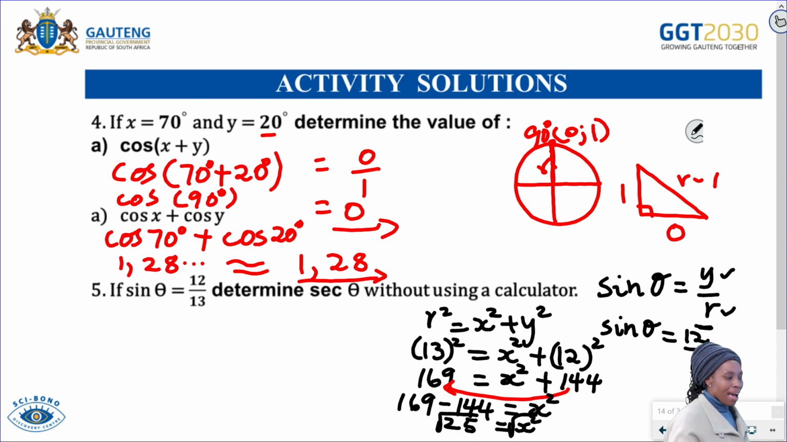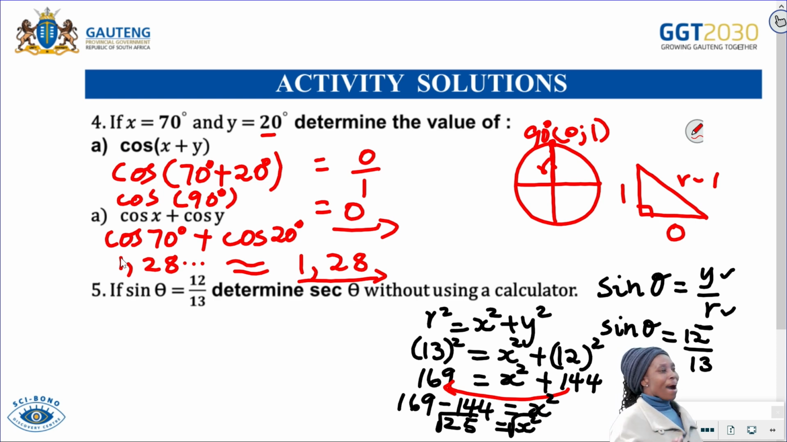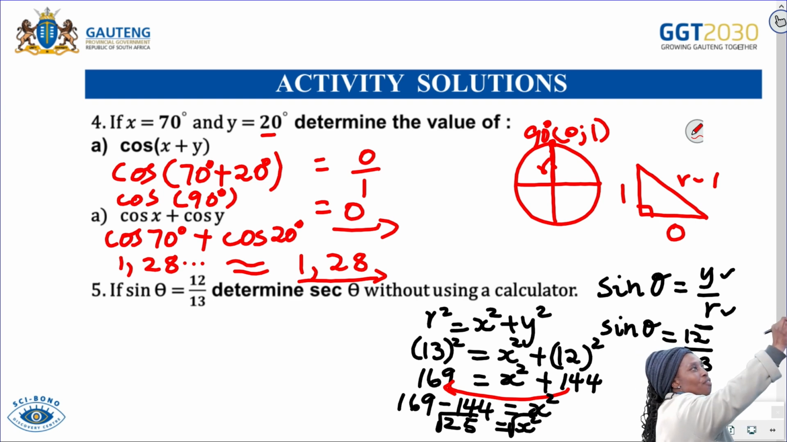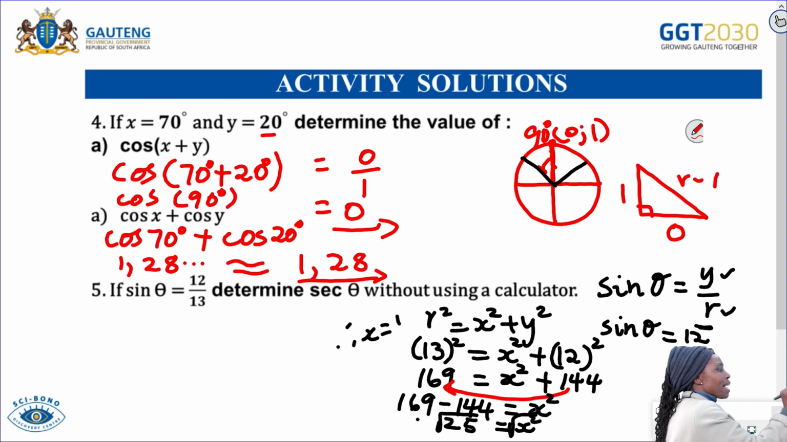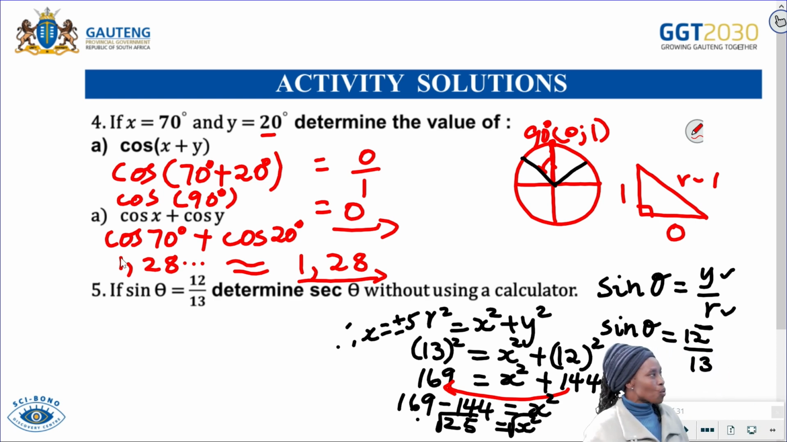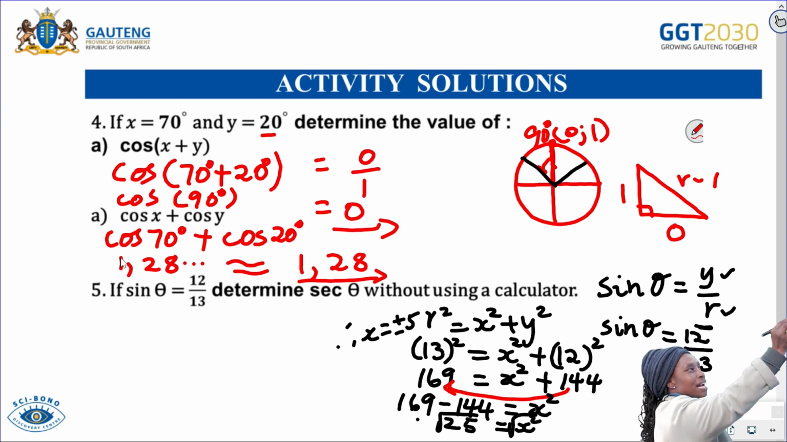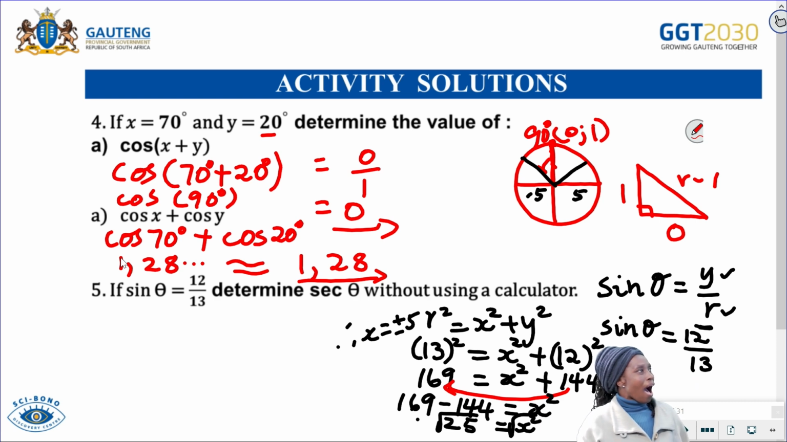And remember, I have a positive sign, meaning my sine is a positive 1. If I have my y positive, my r positive, it tells me that I'm either having my angle on the first quadrant or on the second quadrant. So I will take it, it's on the second quadrant, where my x will be negative. So I will have, therefore, my x will be plus or minus 5 when I square root both sides. If it's on the first quadrant, it's a positive 5. If it's on the second quadrant, it's a negative 5. So I am going to take this one, whichever that you take.